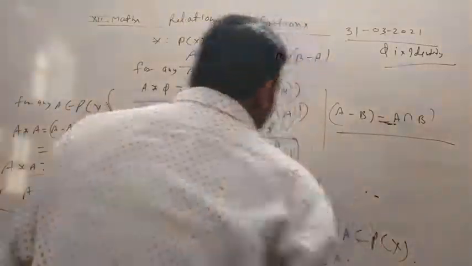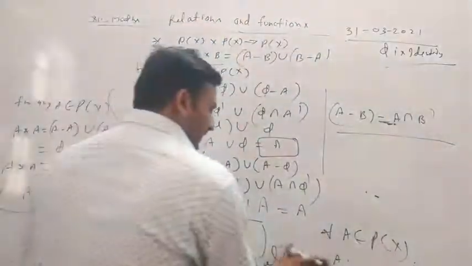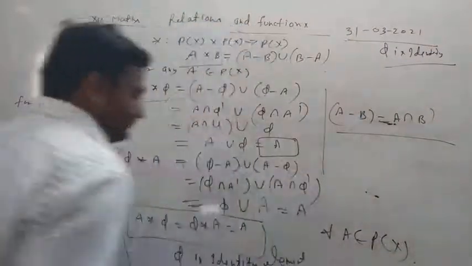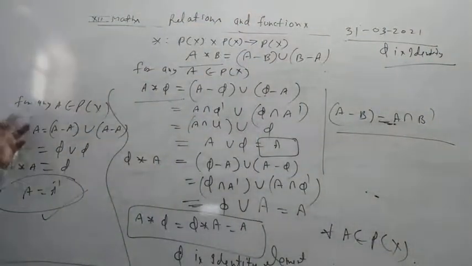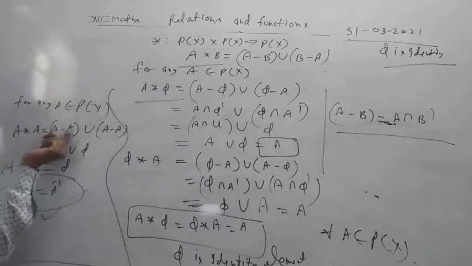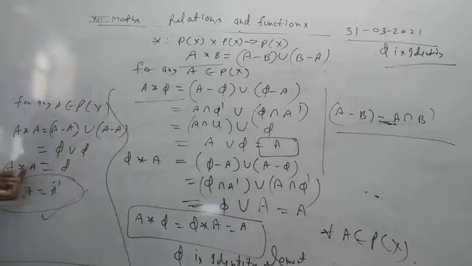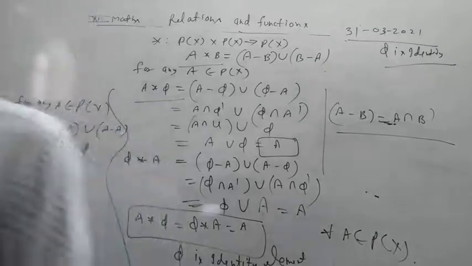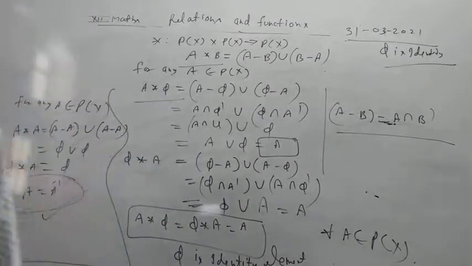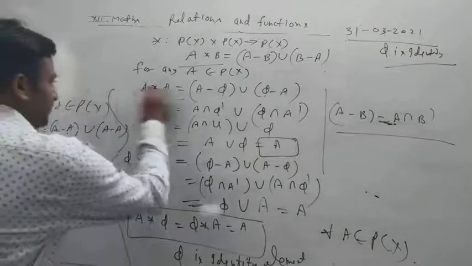Now students, for any A belonging to P of X, we write A star A is equal to A minus A union A minus A, so we get phi, and A star A is equal to phi. It means that students, we write our A inverse is equal to A. Okay, I hope you understand, students. Now we move to the next question.